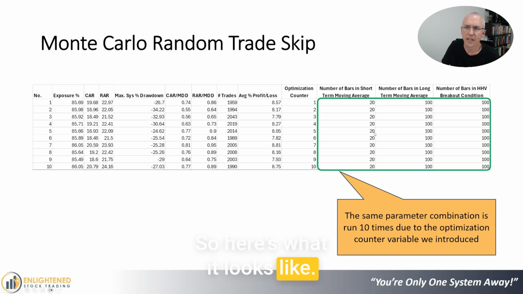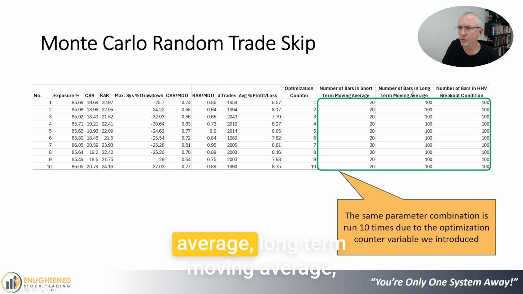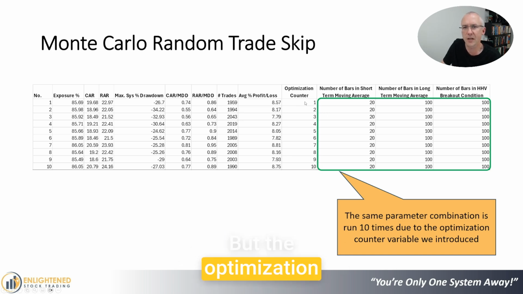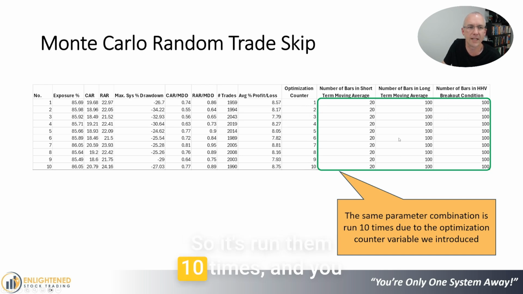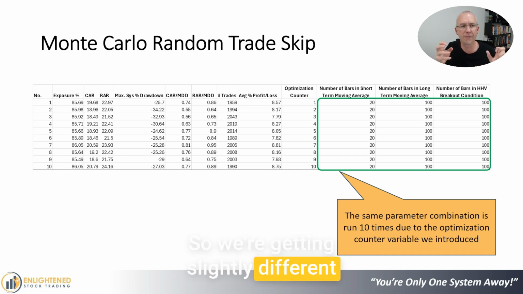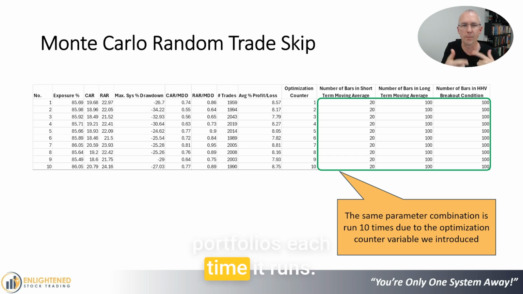So here's what it looks like. We can see short-term moving average, long-term moving average, and breakout bars. We've got 20, 20, 20, 20, 20, 100, 100, 100, 100, 100, and 100, 100, 100, 100, 100, all the way down. But the optimization counter has gone from 1 to 10 in steps of 1. So it's run them 10 times, and you can see that the compound return, each one is a little bit different. The max system drawdown, each one is a little bit different. The curve MDD, each one's a little bit different. Number of trades, all a little bit different. So we're getting slightly different portfolios each time it runs.